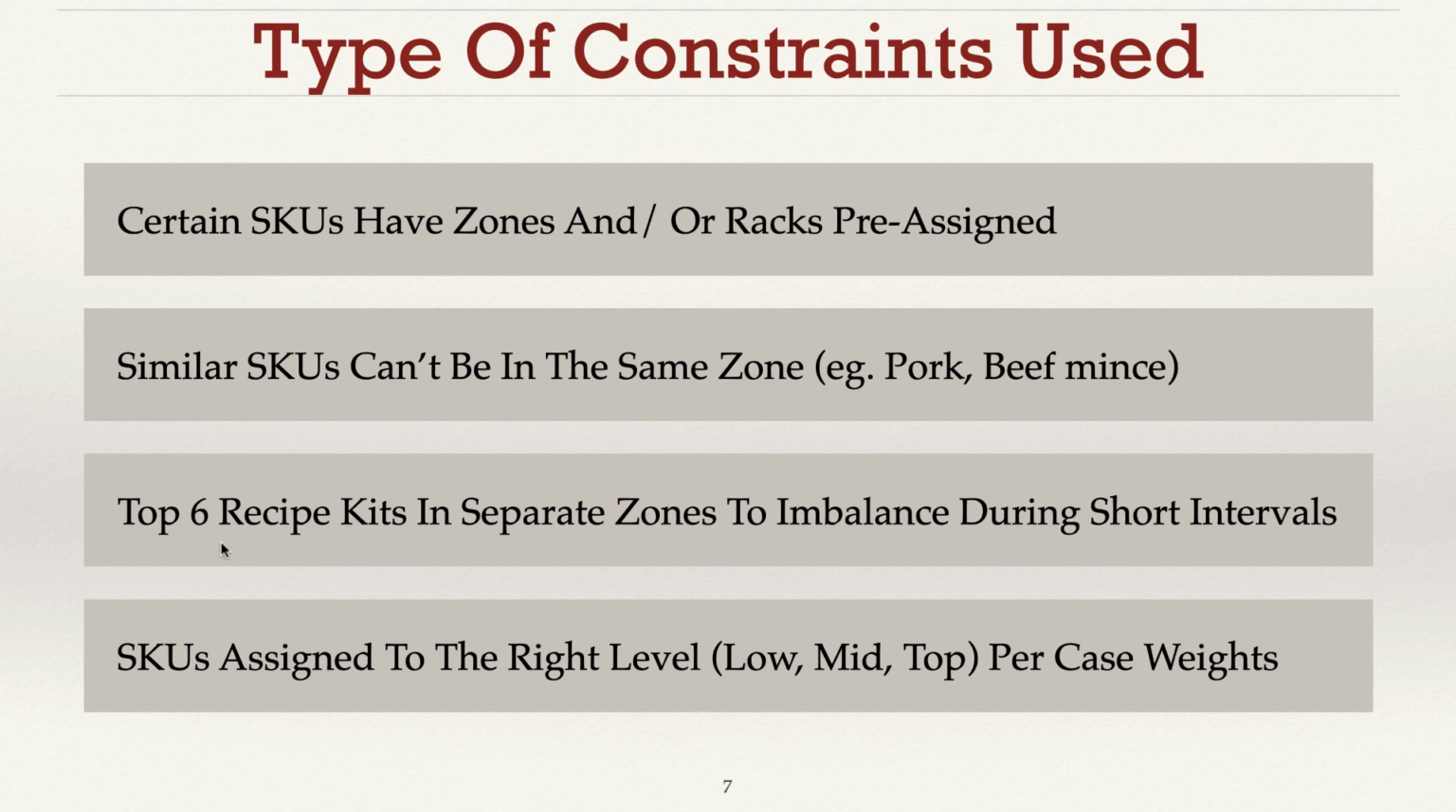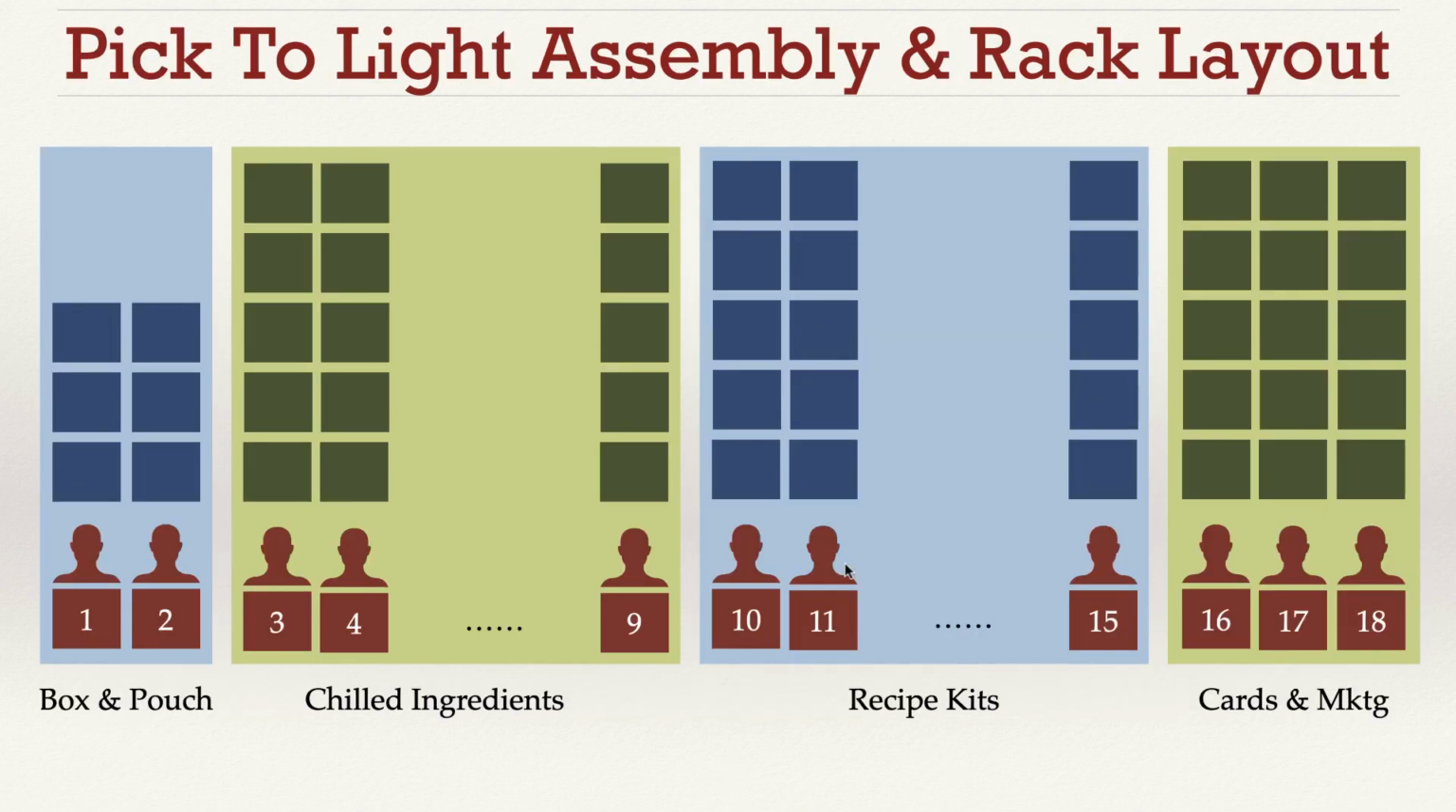Okay. Finally, the third constraint used is taking the top 6 recipe kits and putting them in separate zones in order to avoid imbalance during short intervals. What does this mean? For example, here we have about 6 recipe kit zones, and if I take the top 6 recipe kits in terms of their volume, I want to ensure that those are distributed across. So we're not saying which one it should be, but we're saying the top 6 have to sit separately.